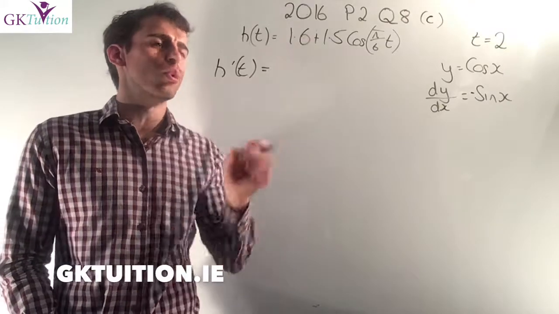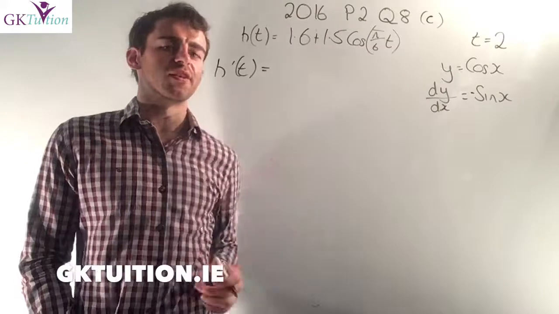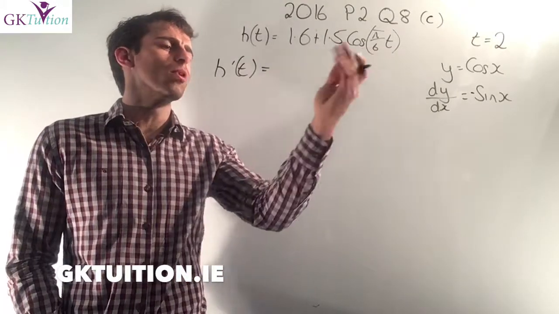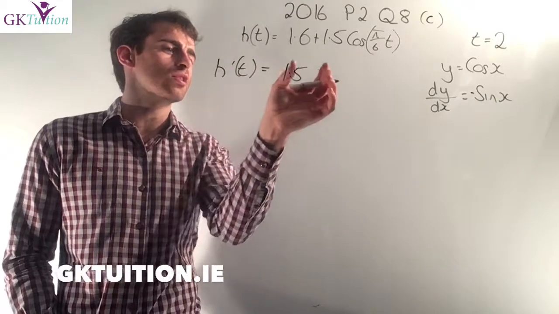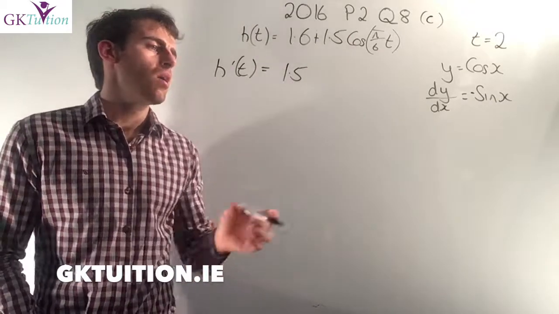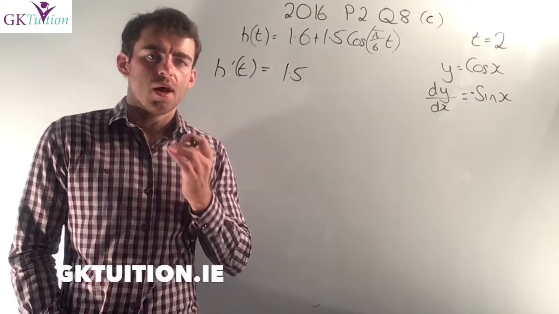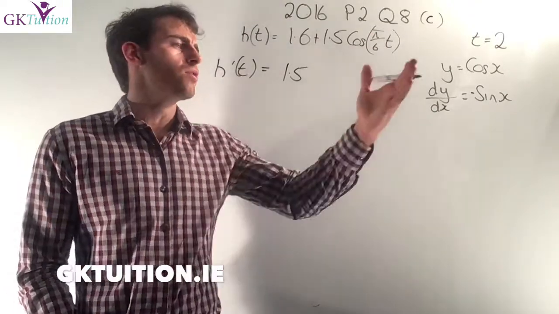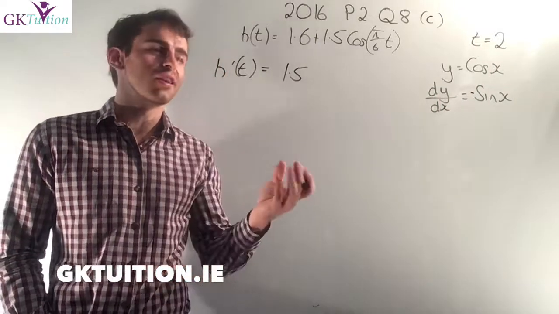The derivative of 1.6 is just 0, so I just need to differentiate this term. Now the fact that there's a 1.5 in front of it won't actually affect the question. I can just stick the 1.5 in front. But I need to get the derivative of cos pi over 6 times t. According to my log tables, the derivative of cos of an angle is just minus sine of that angle. So let's start off with that.